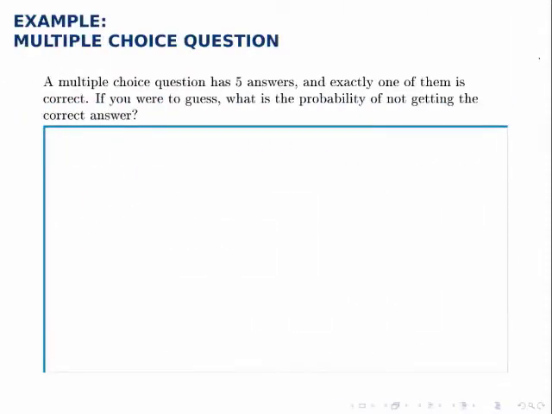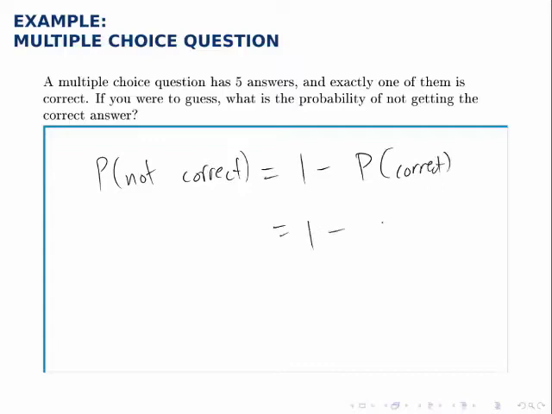A multiple choice question has 5 answers, and exactly one of them is correct. If you were to guess randomly, what's the probability of not getting the correct answer? This example is pretty simple, but we illustrate again how we calculate the probability that something doesn't occur. So the probability you don't get the correct answer is 1 minus the probability that you get a correct answer. Well, there are 5 total possibilities for what you could guess. One of them is correct, so 1 minus 1/5 is 4/5. So there's a 4/5 chance that you won't get the correct answer if you randomly guess.